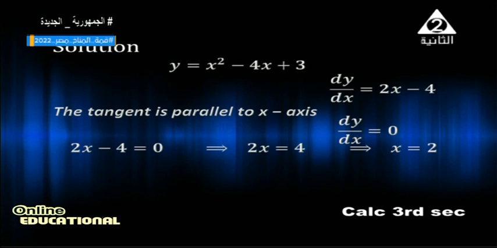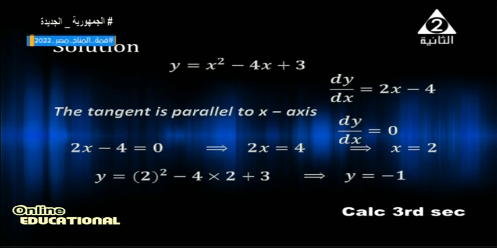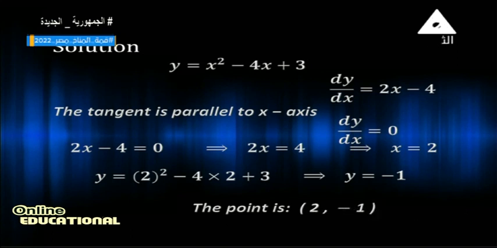What is the y-coordinate of this point? By substituting in the function y equals x power 2 minus 4x plus 3, we get y equals 2 power 2 minus 4 times 2 plus 3, then y equals negative 1. Then the point is (2, negative 1).